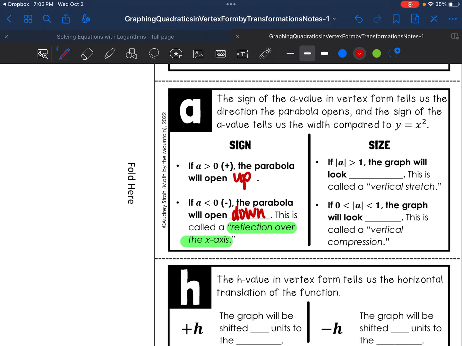The size of the graph: if we ignore the sign and we just look at our a value, if that a is bigger than 1, the graph will look skinnier, and it's called a vertical stretch. And then if the a is between 0 and 1, the graph will look wider. And that's specifically called a vertical compression.